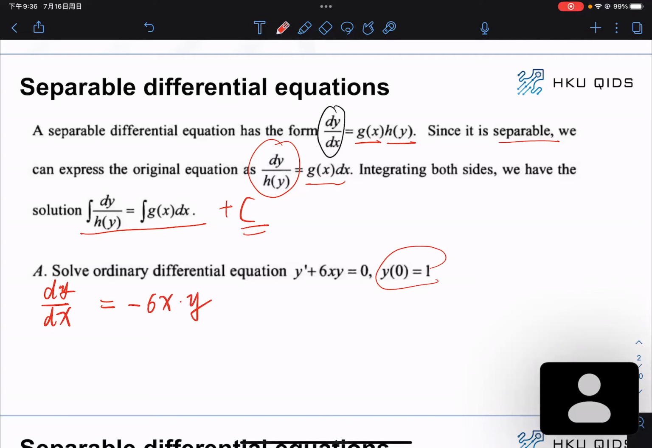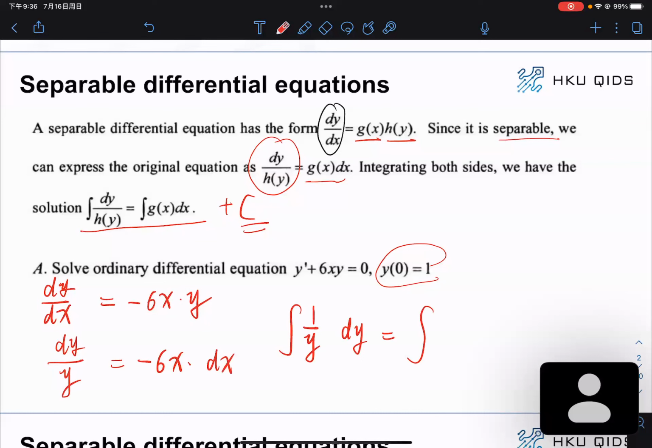And then we separate the left-hand side and the right-hand side, where we can have dy over y equal to negative 6x multiplied by dx. And then we take the integration. So basically we integrate 1 over y dy equal to the integral of negative 6x dx. Since there is no information about the range of y and x, we just take it from negative infinity all the way to infinity.